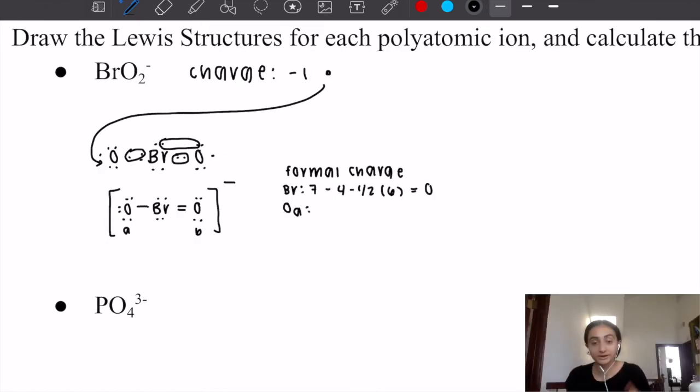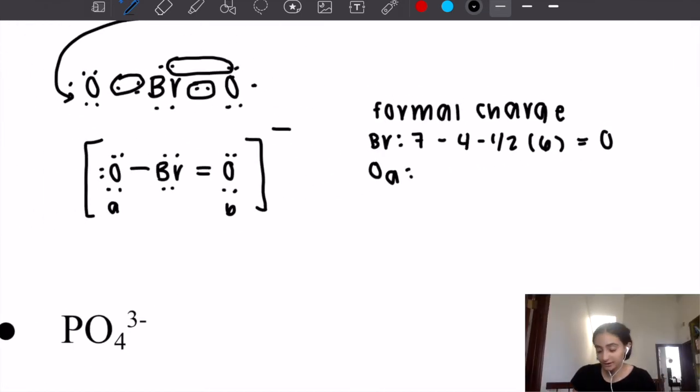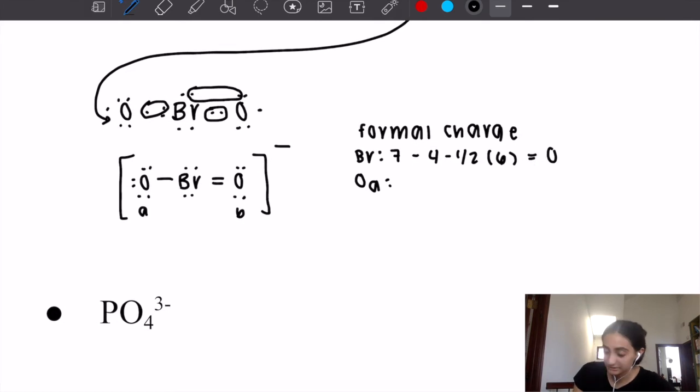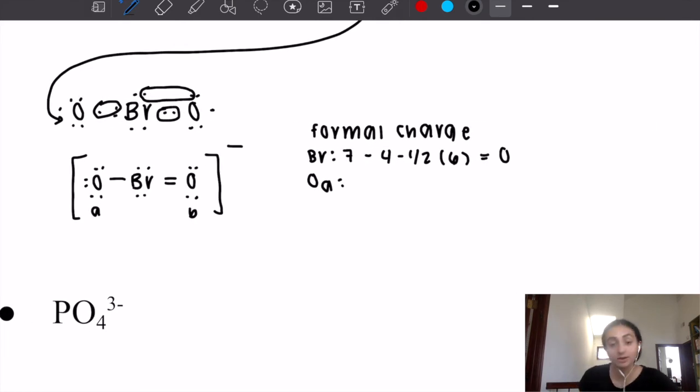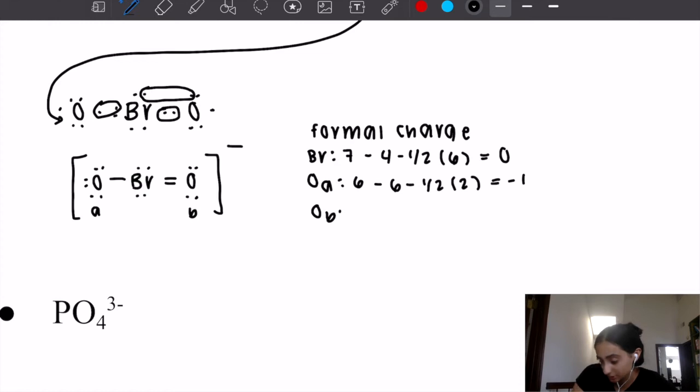Okay, so we have to calculate the formal charge differently for each oxygen. If we first start with the oxygen on the left, I'm calling it oxygen A, we have 6 valence electrons minus 6 unshared electrons minus 1/2 of 2 electrons, which equals a -1 charge. Now oxygen B has 6 total valence electrons minus 4 unshared electrons minus 1/2 of 4 equals 0.